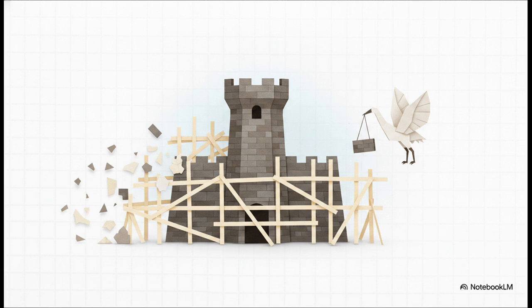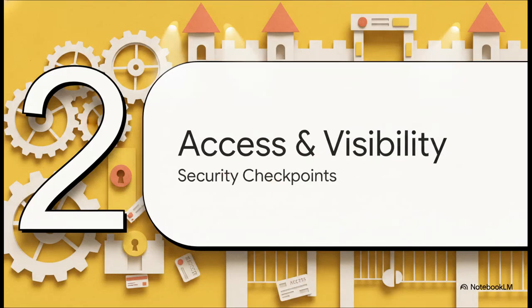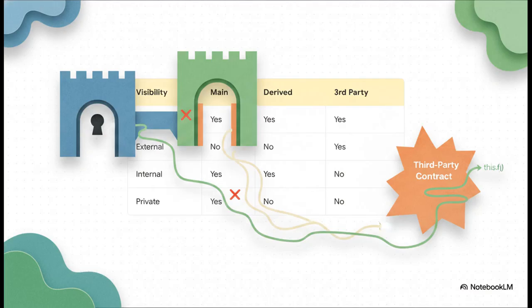The final deployed bytecode you're left with only includes your public and external functions and whatever internal functions they need to do their jobs. Moving on to Section 2, let's talk about controlling access with visibility, effectively setting up your security checkpoints. When you're mapping out who gets security clearance, you're dealing with 3 basic types of callers: the main contract itself, a derived child contract, and a third-party outside contract.